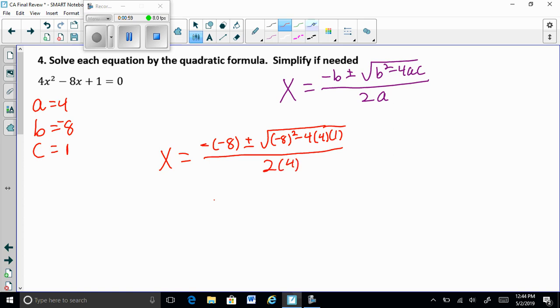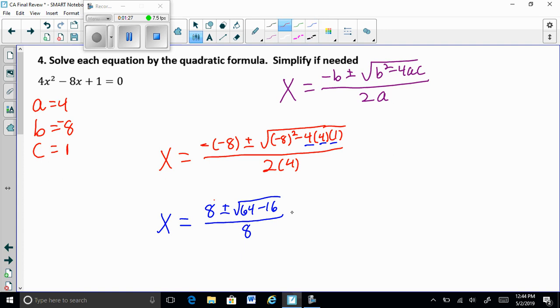All right, so now it's time to clean it up. So the double negative 8 becomes positive 8, plus or minus. Now this is where a common mistake students make is they think negative 8 squared is negative 64. It is positive 64. Negative times a negative is positive. Then we have 4 times 1, so it's going to be minus 16, all over 2 times 4 is 8.